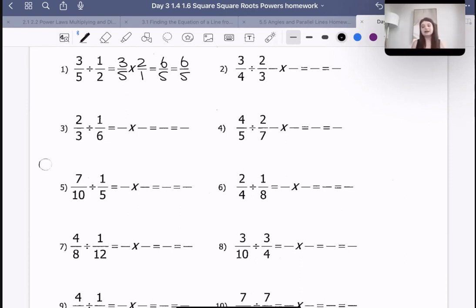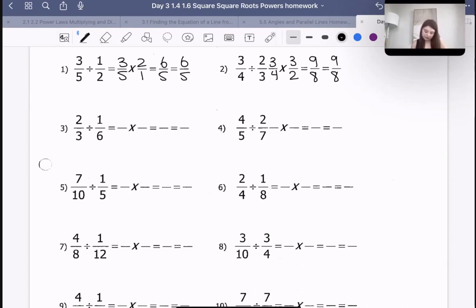All right, and let's try another one. Number 2 says 3 over 4 divided by 2 over 3 is what? Well, first we need to say that this is equal to 3 over 4 times 3 over 2, right? Because the second one, we're swapping the numerator and denominator. And then we're going to multiply across. So 3 times 3 is 9, and 4 times 2 is 8. And same thing, 9 over 8 can't be reduced any further, so it's just 9 over 8 still.